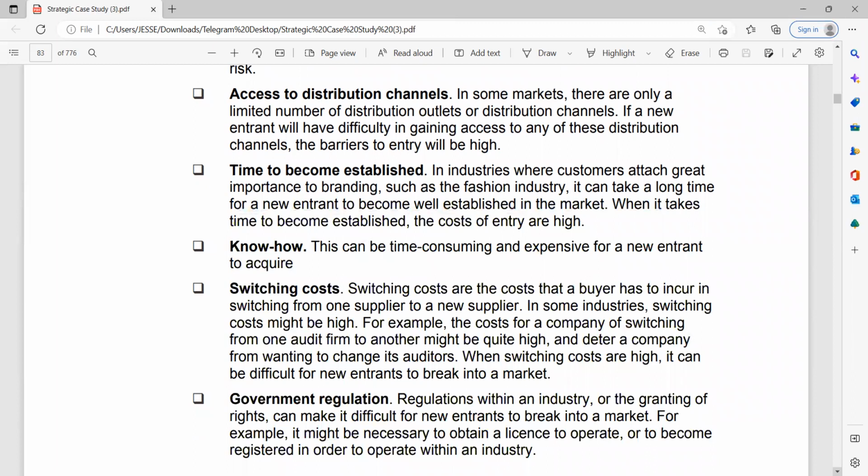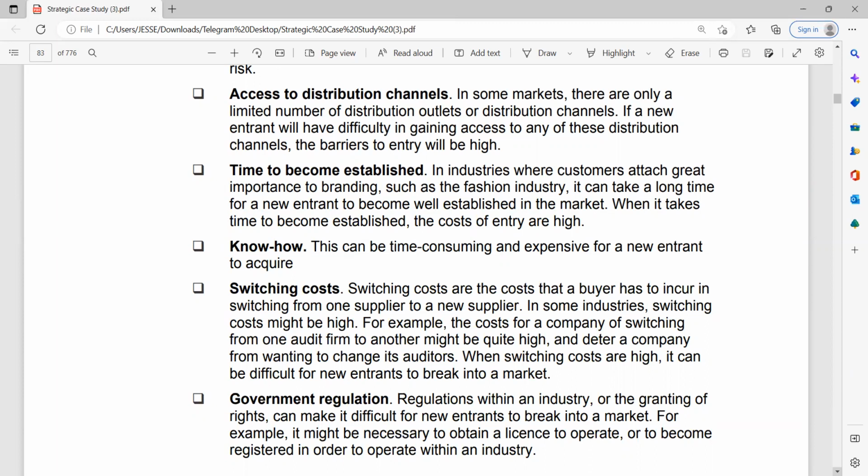Another point which serves as a barrier is the time to become established, right? There are some industries where customers attach a lot of importance to brand. They'll rather buy something that they know is a brand than buy another thing that is not really tested or is not a brand. The fashion industry is an example. It will take a longer time for a smaller company to establish a brand and become accepted in the market. So in that sense, the cost to entry is very, very high.